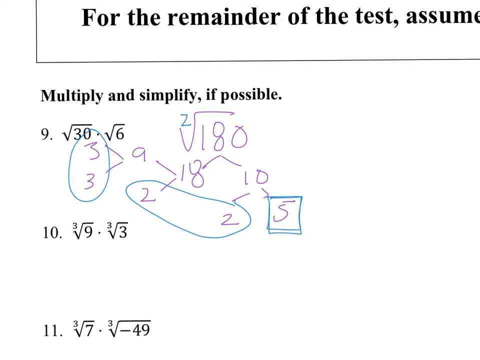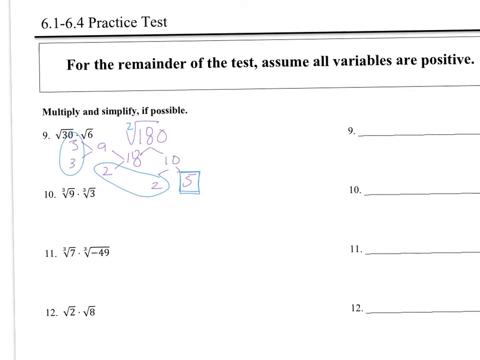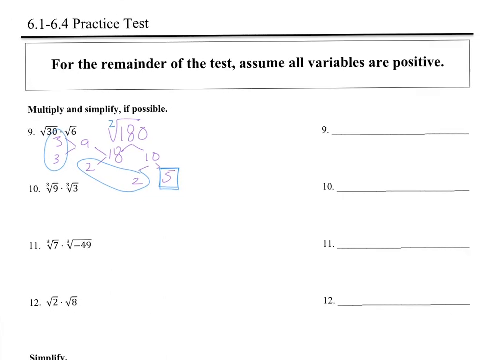So I multiply. Anything that circles get multiplied. So 3 times 2 would give me 6. And then I have that 5 left over. That stays within the root. So my answer would be 6 square root of 5.